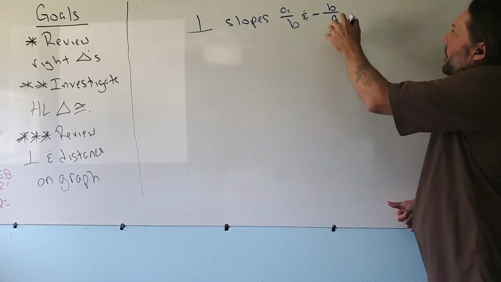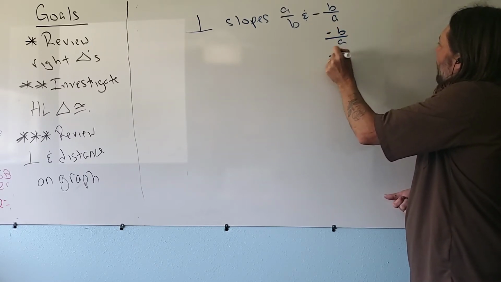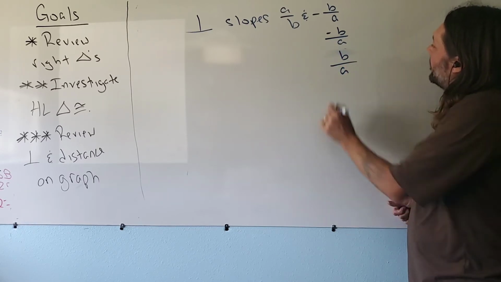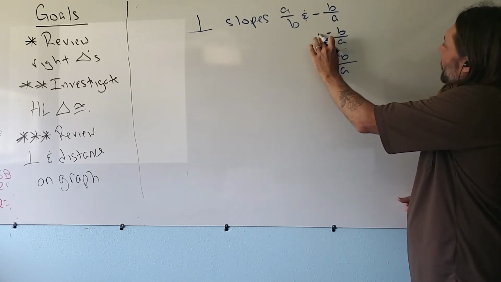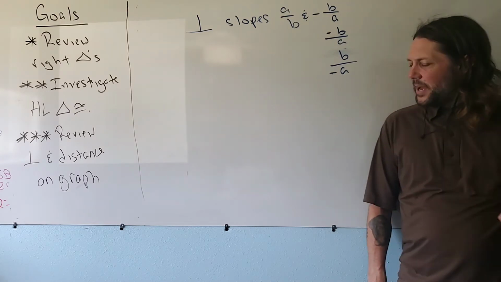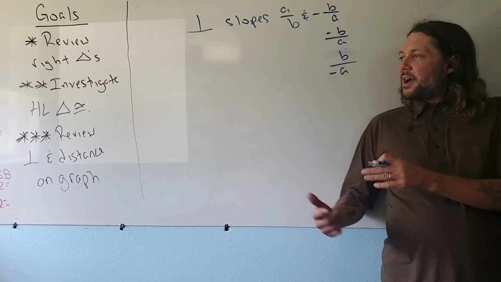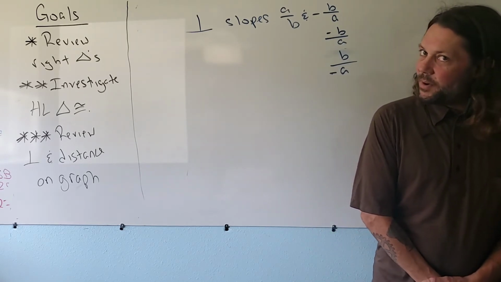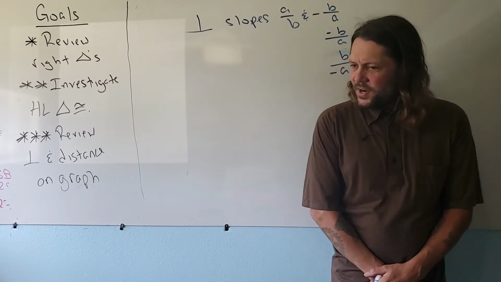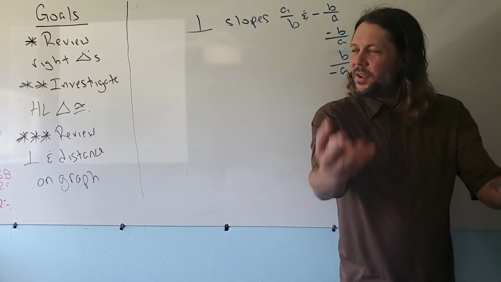Now you can put the negative with the B, or you can put the negative with the A. The negative can go either in the numerator or in the denominator. So that's something you're going to have to keep in mind, because you're going to be asked on a couple questions to determine if triangles on a graph are in fact congruent by hypotenuse leg. So you're going to have to look at some slopes and determine if the triangles themselves do have right angles.